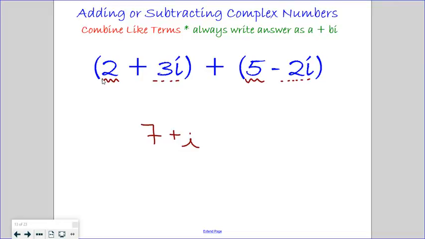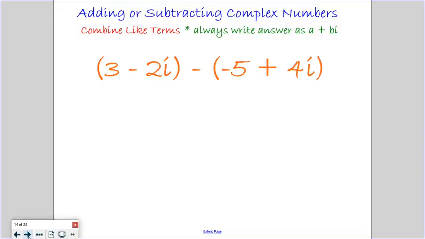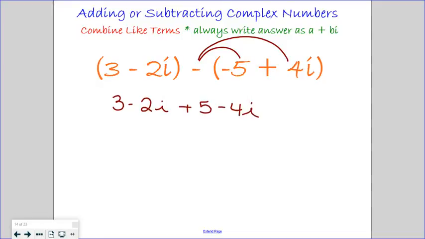The only thing you have to be careful of when we are adding and subtracting is the subtracting part. Sometimes we forget to distribute that negative through, so make sure you distribute that negative to all terms following the subtraction. Negative, negative is a positive. And then I find my like terms, so the real numbers would be 3 plus 5. My imaginary number is negative 2i, negative 4i would be a negative 6i.